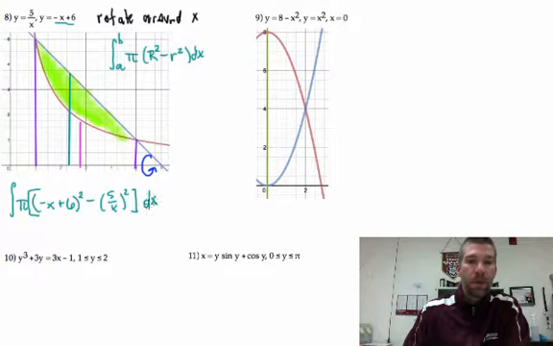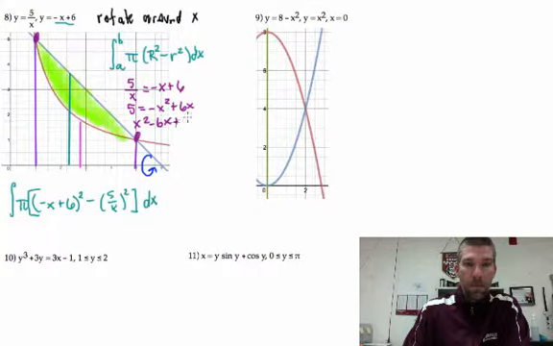Here's my setup. The other thing that I have to do is figure out, okay, at what point do these guys intersect? That's what I've got to find. So if you'll just set 5 over x equal to negative x plus 6, multiply both sides by x, move everything over to the left, and now you've got a quadratic function that you can factor.